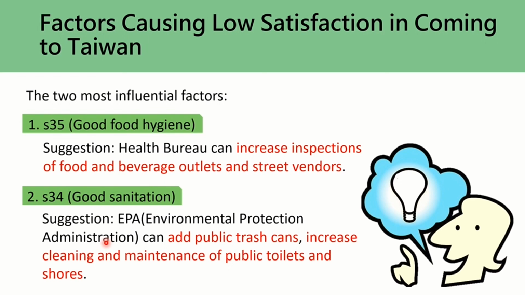The second one is S34, good sanitation. For this issue, I suggest that EPA can add public trash cans, increase cleaning and maintenance of public toilets and shores. To improve the above, I believe that it can increase the overall satisfaction of travelers.